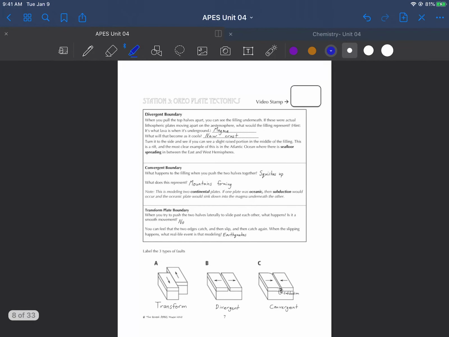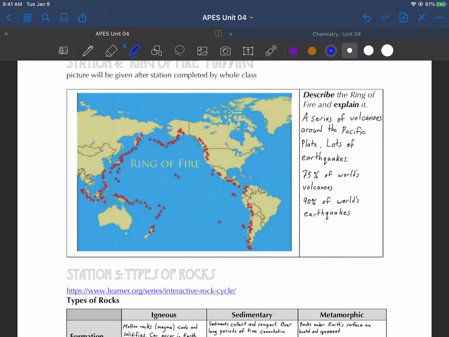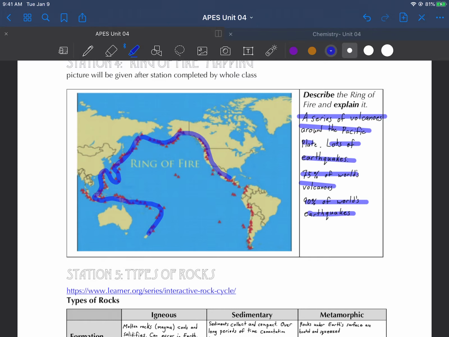Great. And yeah, then we had our Oreo activity. Right, we've got the Ring of Fire. The Ring of Fire, it's a series of volcanoes around the Pacific Plate, has lots of earthquakes, 75% of all the world's volcanoes and 90% of the world's earthquakes. If you look, it looks a little bit like an incomplete ring. We'd have to kind of finish it off right there, but that's okay. It's close enough.